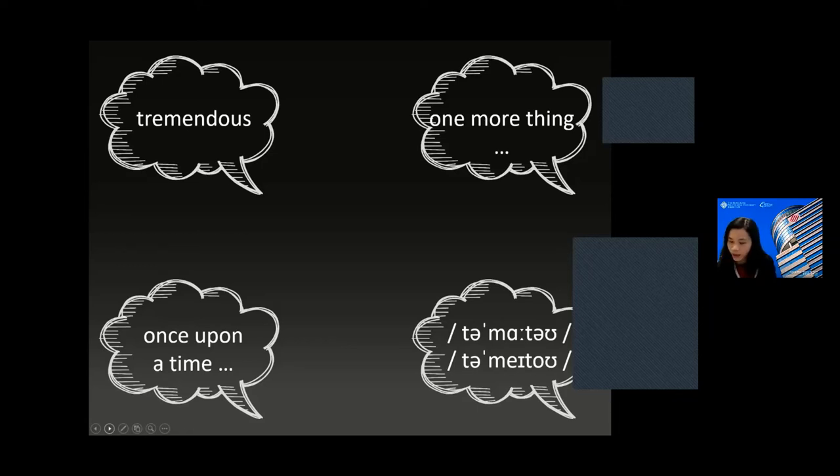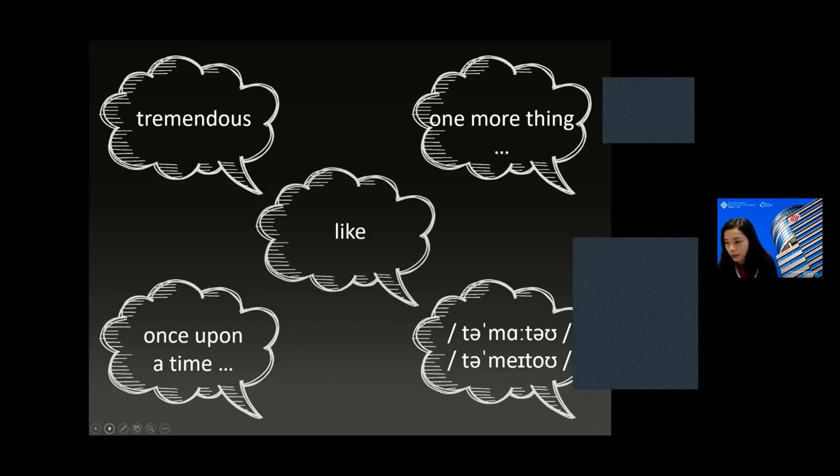So again, not only can you tell the identity of a person by a word, but also sometimes just by the pronunciation, you can tell where that person comes from. So like, maybe from the United States or from the United Kingdom.